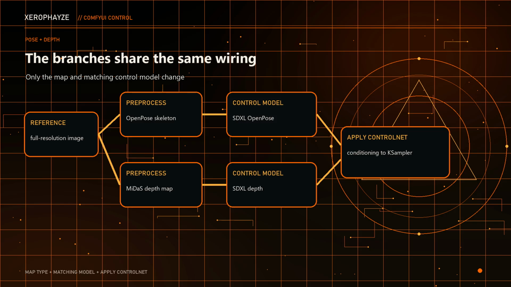The wiring is the same in both branches. Load the matching SDXL control model, apply it to the positive and negative conditioning, then send that conditioning into KSampler. The important match is model family to model family and control type to control type. SDXL checkpoint with an SDXL pose or depth ControlNet.